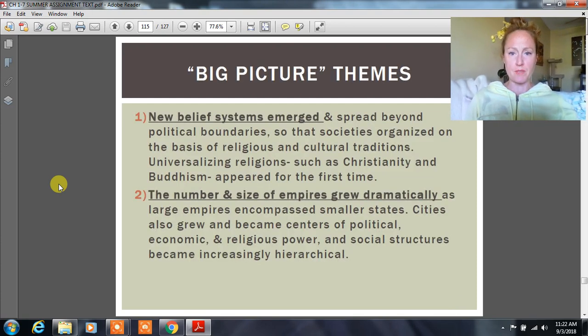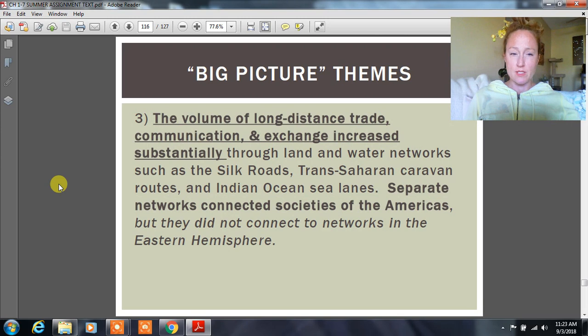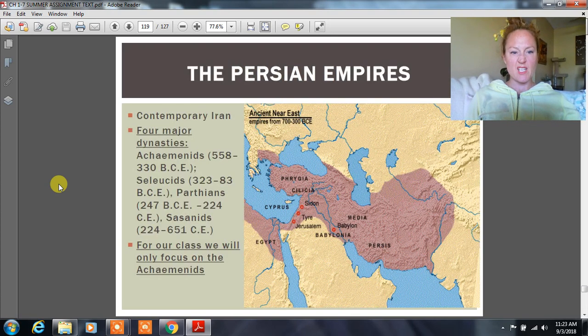Just to briefly remind you of our big picture themes for period 2, the classical era: new belief systems emerged. We haven't quite gotten to Christianity. We'll see that in a couple of weeks when we look at Rome. But we did address that Buddhism was founded during this time in India, and Buddhism will actually spread to China through Silk Road trade. The number and size of empires are going to grow dramatically, so we're going to be able to trace the development of the Persian Empire. And the volume of long-distance trade and communication exchange increased substantially. We've discussed the Silk Road trade that connected China to the Mediterranean, and we'll talk about that again when we talk about Rome. But we're going to see that the Persians also had a very extensive road network. So let's go ahead and jump in with the Persians.